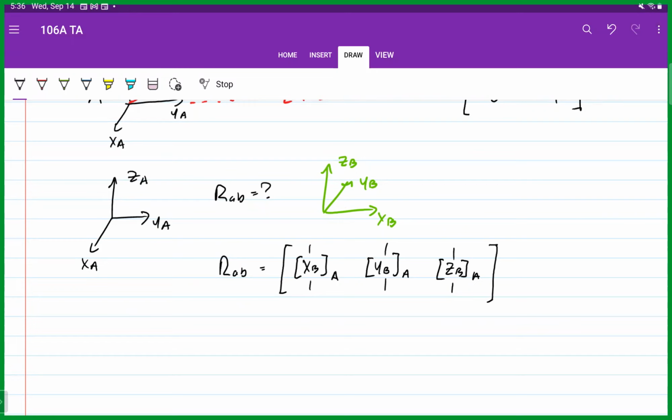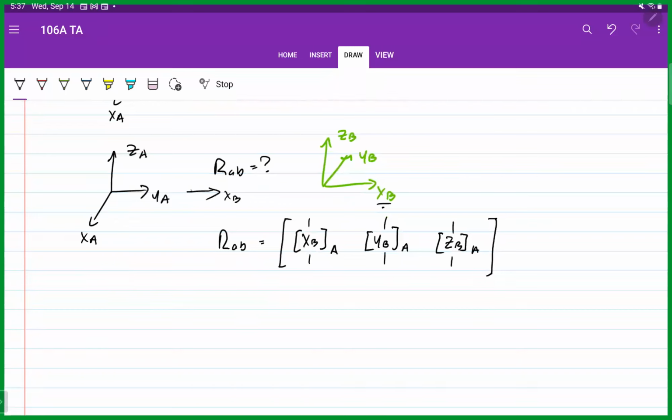Just really helps us pick it out by inspection, okay? So let's try doing this process. Let's see what XB looks like from frame A. If we were just looking at the vector pointing in this direction along here, which is XB, what does that look like in frame A? Well, that just looks like YA, right? So that's going to look like the vector 0, 1, 0. That's going to be our first column of the rotation matrix.